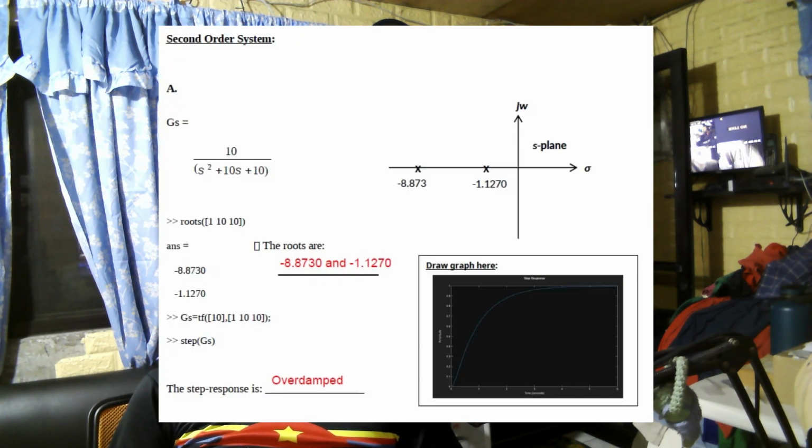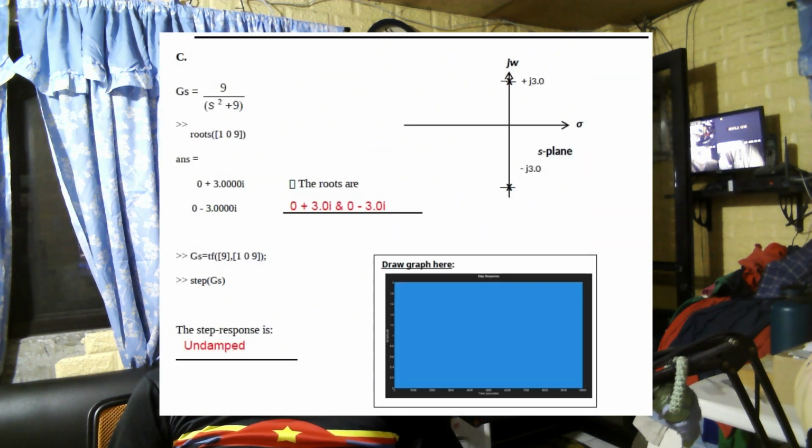For the second part of the experiment, I analyzed the different types of system responses, like overdamped, underdamped, undamped, and critically damped. This is also where poles and zeros of a transfer function were introduced and related to the system's behavior.